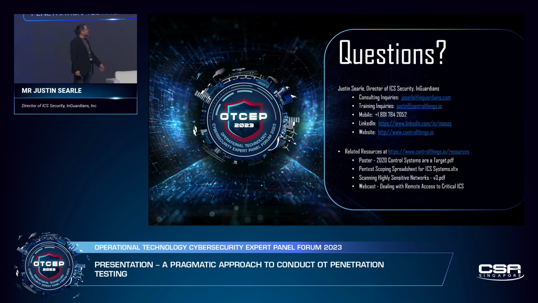And with that, I do have a couple of resources and contact information if anybody has any questions before we get to our panel. Down at the very bottom are a couple of resources I have up on the controlthings.io website. One that I want to call out in particular is a document called Scanning Highly Sensitive Networks. If you want a document that gives specific recommendations for specific tools, for instance how to configure Nessus or Nmap to do scans of the environment, there are some very specific recommendations in that document if you're interested. And with that, let's go ahead and go to the panel.